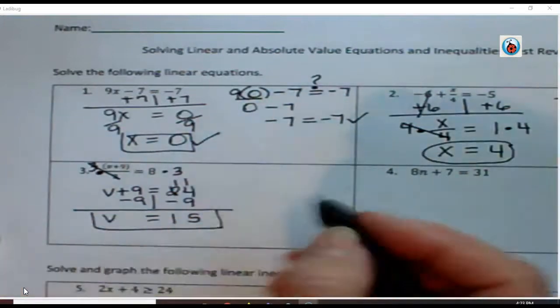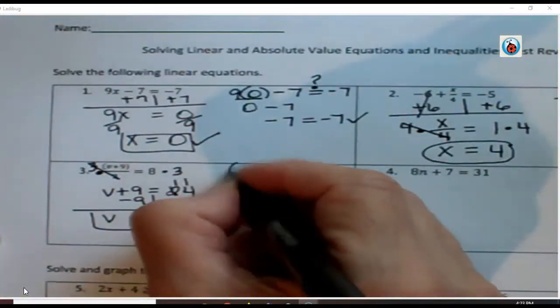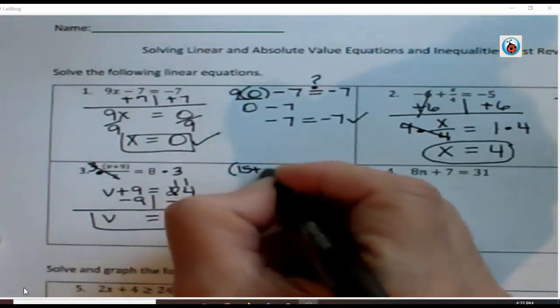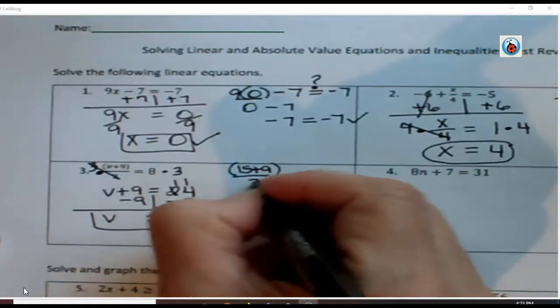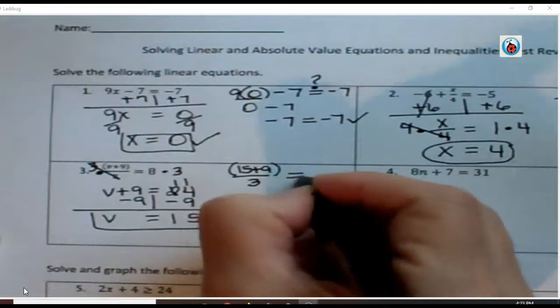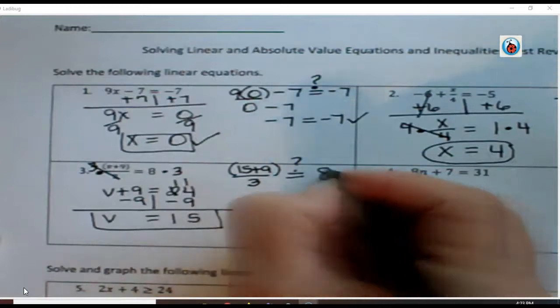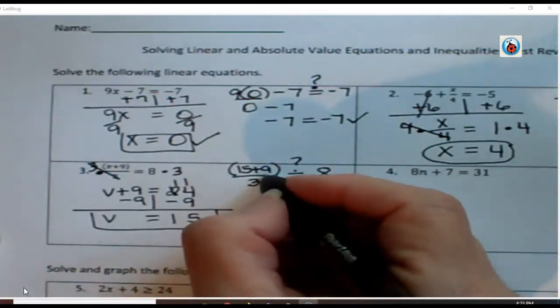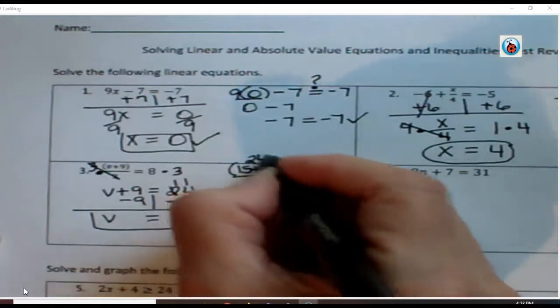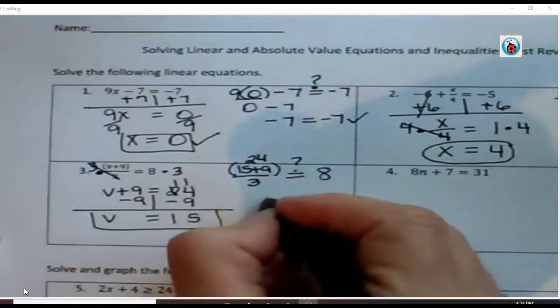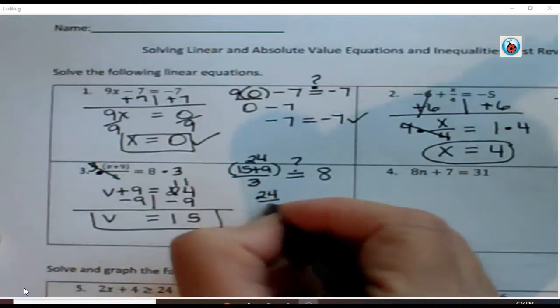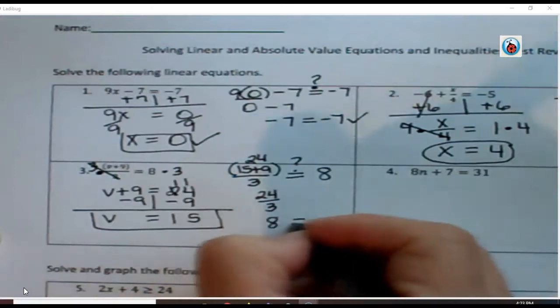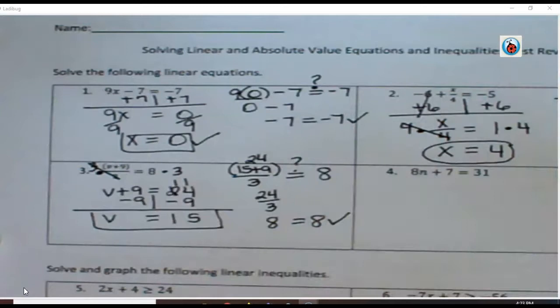Let's check. Let's put it back in here. You've got 15 plus 9 divided by 3. We want to see, does that equal 8? 15 plus 9, that's 24. 24 divided by 3 is equal to 8. So 8 does equal 8.